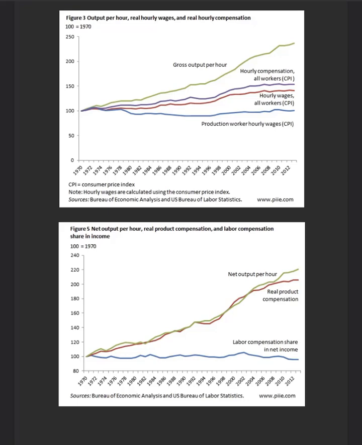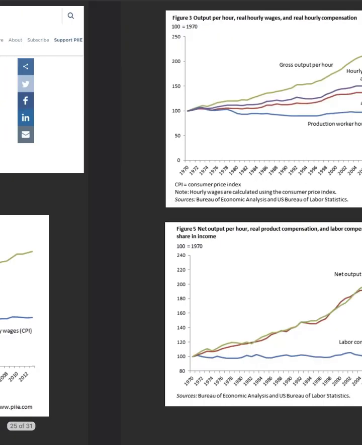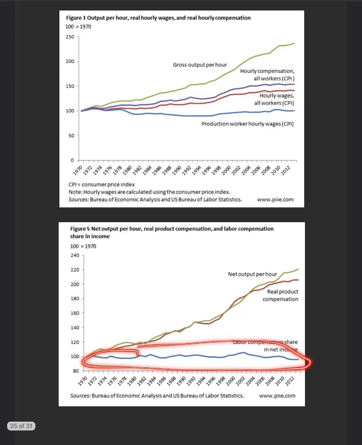Now, what's this line mean, right? Because I was showing you this graph to say, oh man, production worker hourly wages, really flat. This line looks like that. It's even worse that it's blue, right? But that's not it. It's labor compensation share in net income. So how much of the net income goes to compensating labor? Notice that it's really close to 100, right?